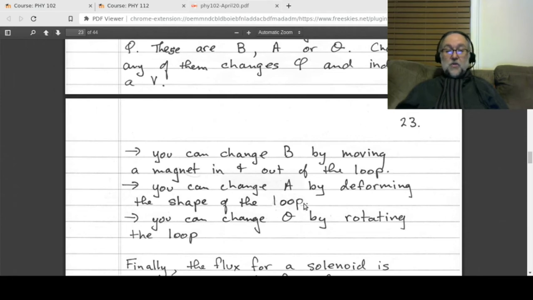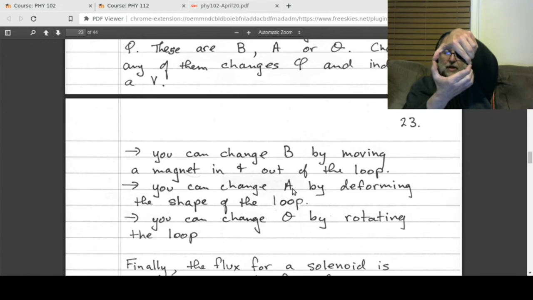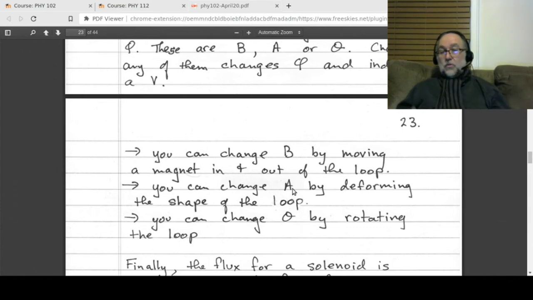Another way to change a flux is you have that A, which is the area of the loop, okay? Like that. And you could just deform the loop. You could have the loop like that, but maybe you could squish it out. And by squishing out the loop, you change A. And then by changing the area that the loop makes, you could also be changing the flux.